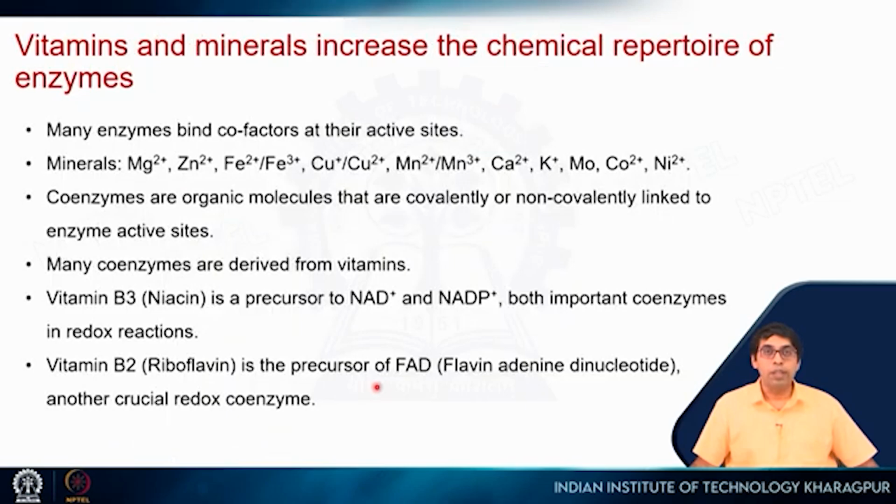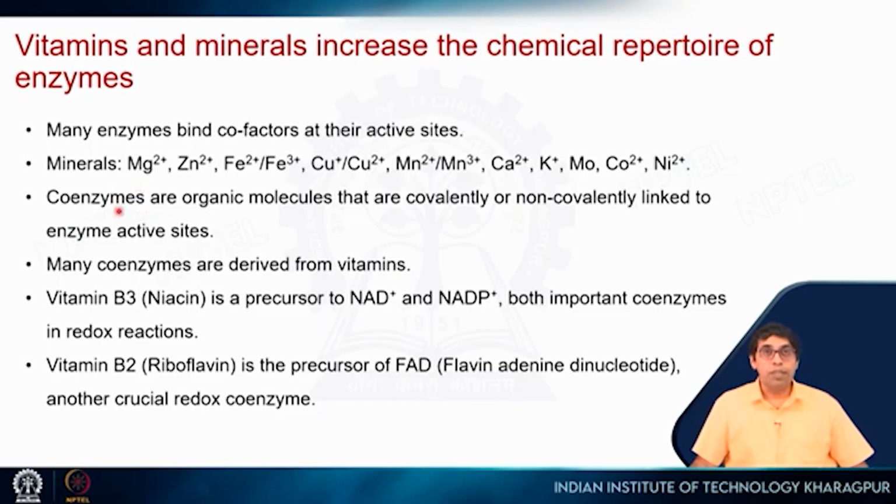It turns out that enzymes recruit other molecules to carry out specialized reactions, and these molecules are called cofactors. Enzymes bind cofactors at their active site, and cofactors can be classified into two, organic and inorganic. Most inorganic cofactors are minerals which are found in active sites, and we have already seen an example of magnesium in case of our polymerases, right.